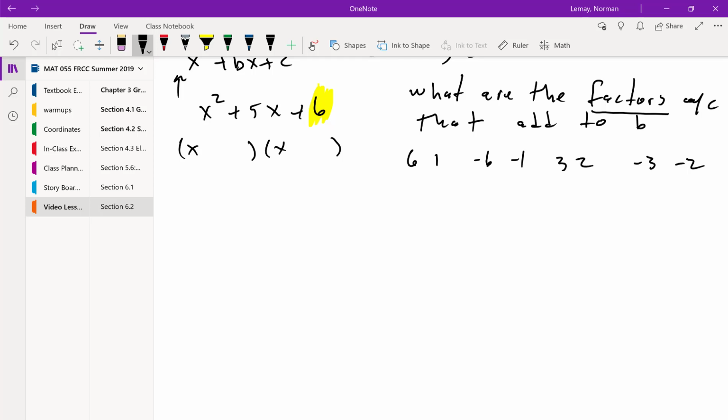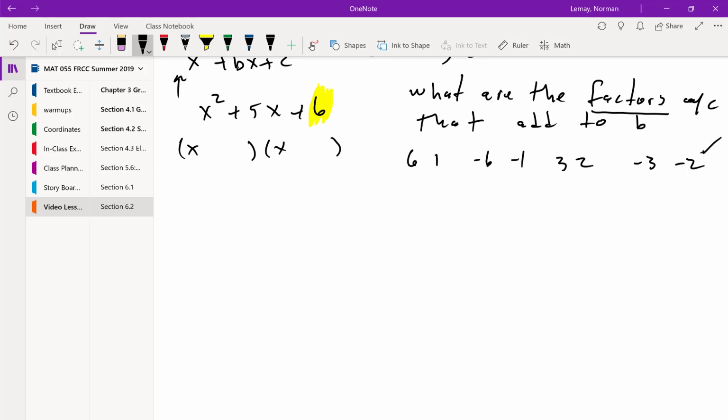Okay, and factoring out the greatest common factor. Once you get used to doing this, it's going to come up a lot and a lot and a lot. You can start to do this pretty much in your head. So the question is, what are the factors of C?